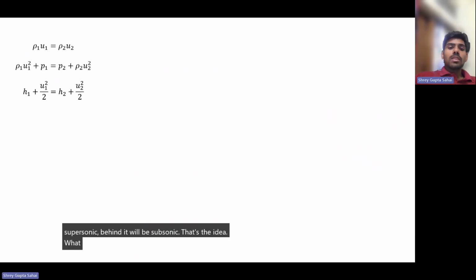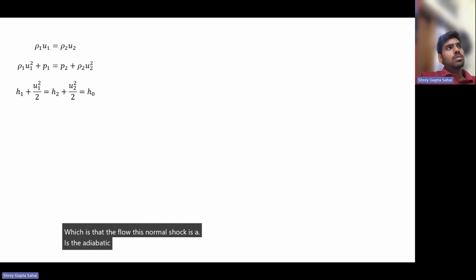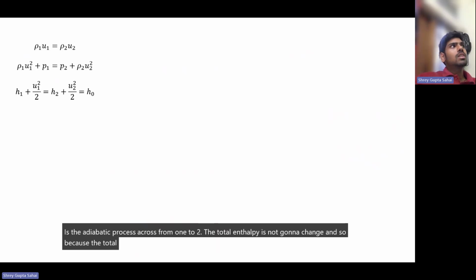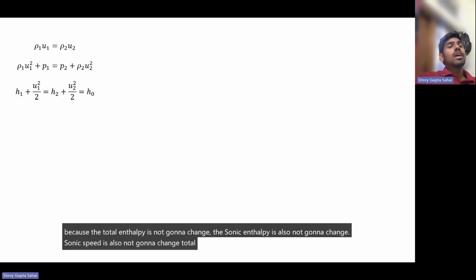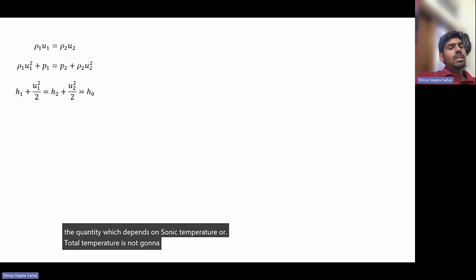There are a couple of things to be noticed, which is that this normal shock is an adiabatic process from 1 to 2. The total enthalpy is not going to change, and because the total enthalpy is not going to change, the sonic enthalpy is also not going to change, sonic speed is also not going to change, total temperature is also not going to change. So any quantity which depends on sonic temperature or total temperature is not going to change. That is something that we need to note.